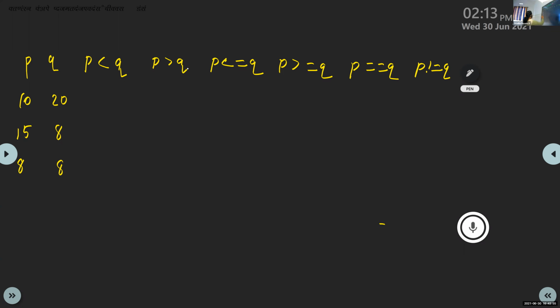First row, we have to give P as 10 and Q as 20. The second row, P is 15, Q is 8. The last row, P is 8 and Q is 8.